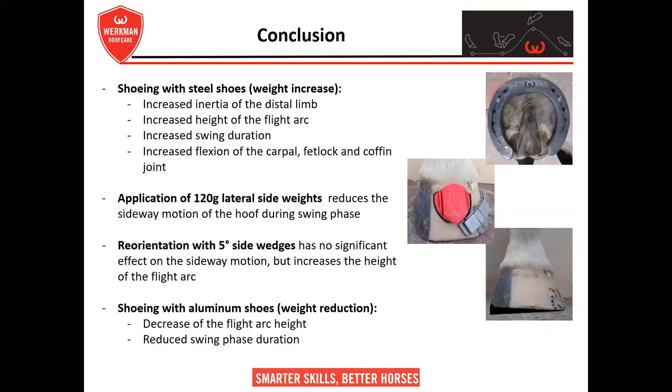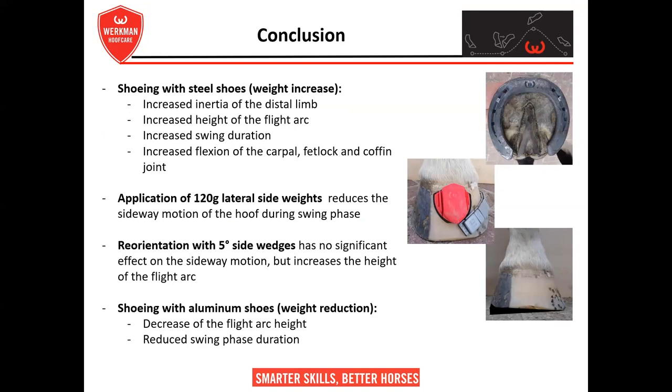So if we conclude our webinar, because I know it was a little bit confusing, maybe it's not easy to explain and there was a lot of research, but if you conclude our results, we know that if we shoe with normal steel shoes, we increase the weight of the limb. So we increase the height of the flight arc and also the swing duration, and we have more range of motion, more flexion in the joints of the forelimb.